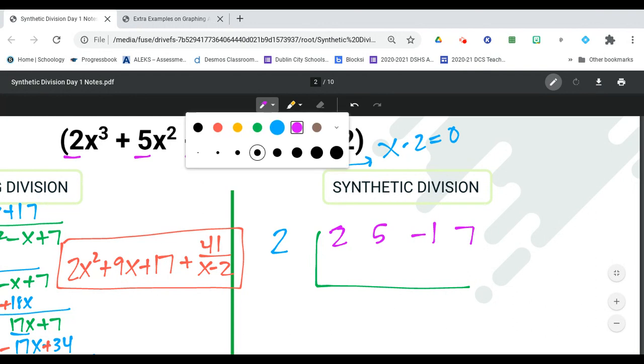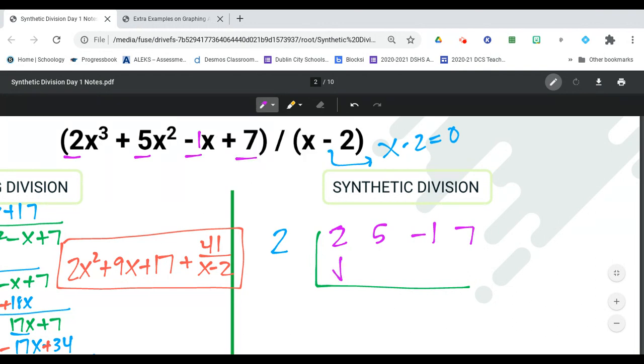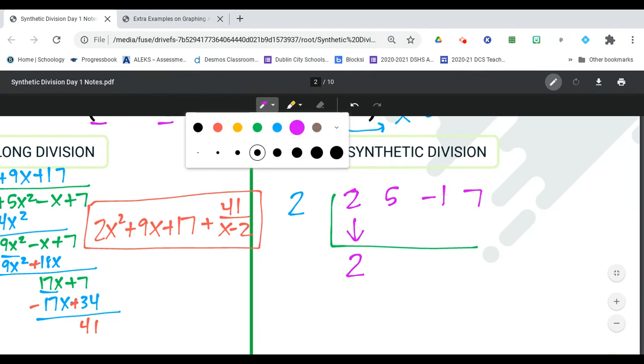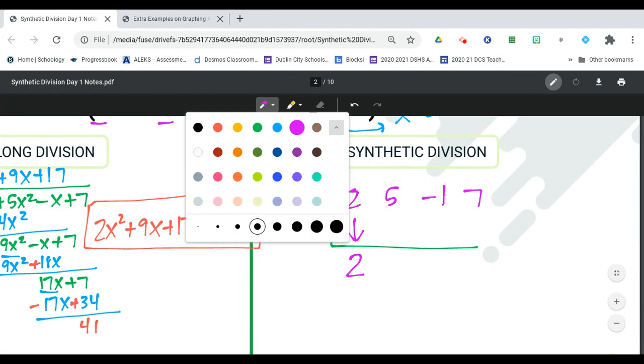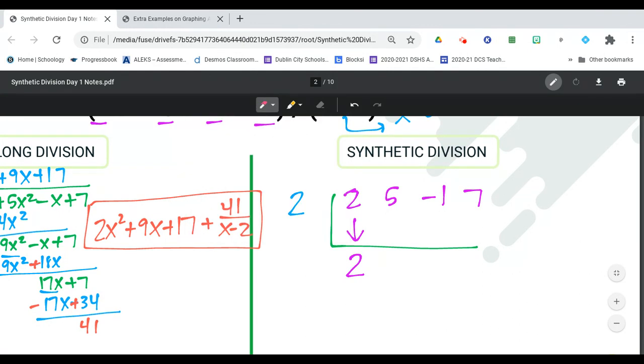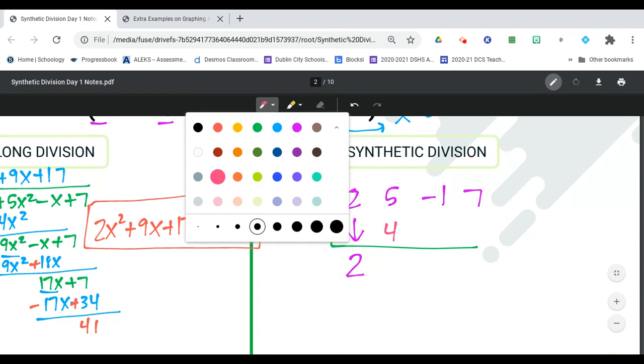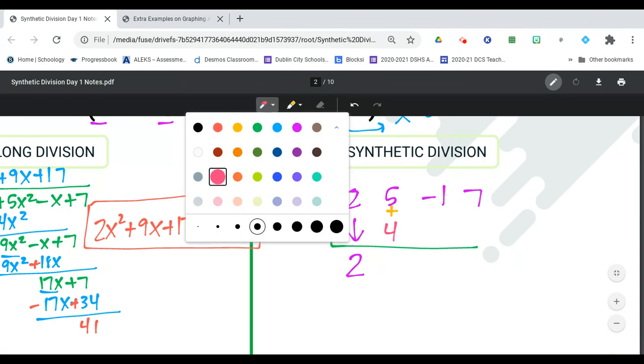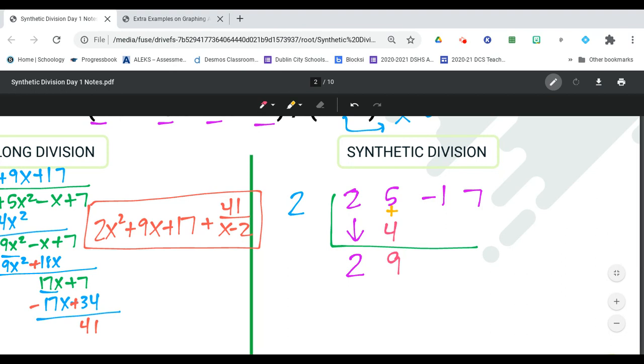Then from here, we're going to bring down this 2, and anytime it's outside the box I'm going to multiply it by the 2 on the outside. So 2 times 2 gives me 4. That will go on the inside. Once it's on the inside, I will then add my terms together, and that gives me now 9. And then I start that process over again.